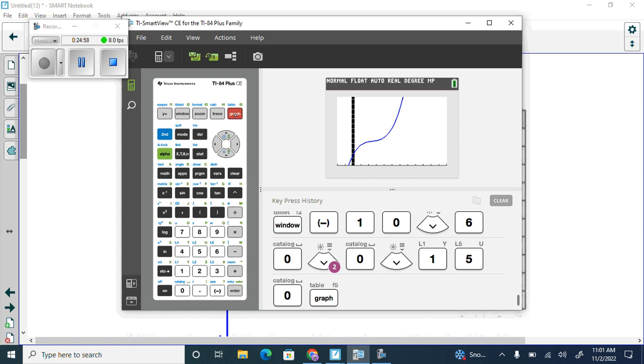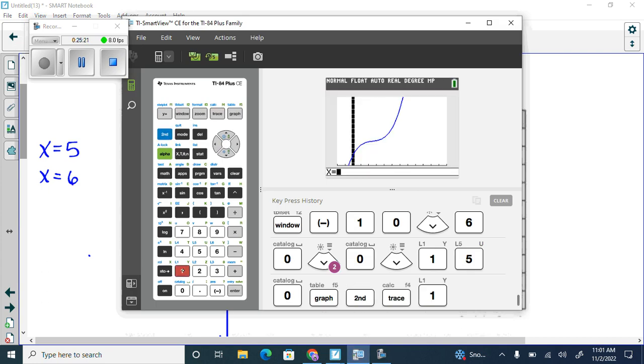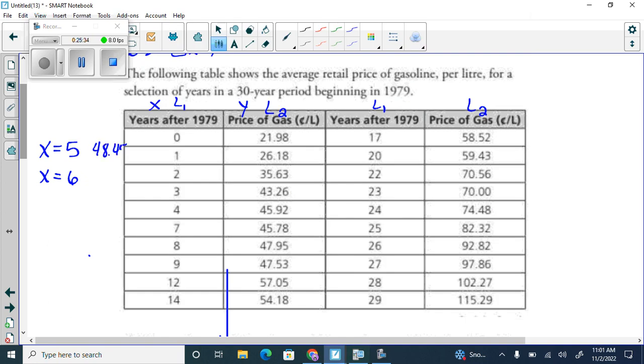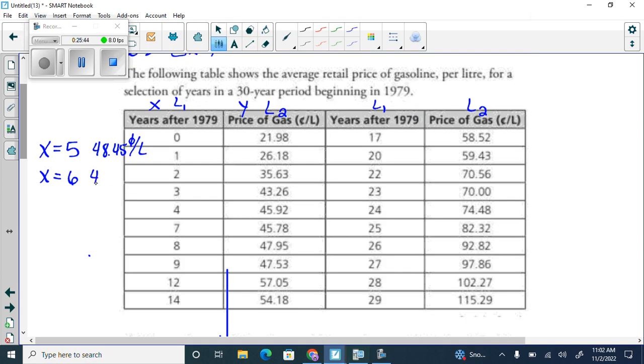Here it wants in 1984. So it's years, this is X, this is Y. It wants the price, so it gave us X. 1984 is how many years after 79? 5. And 1985 is 6. So I'm asking for 5 and for 6. When I know X, I go second, trace, value, 5, enter. Remember, if I get an error, it means my window is not actually the size it needs to be in order to do the values. So this one would be 48.45 cents per liter. And then I do second trace value 6, which is 47.15 cents per liter.